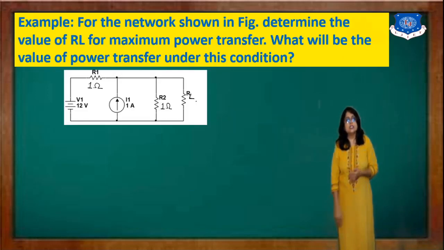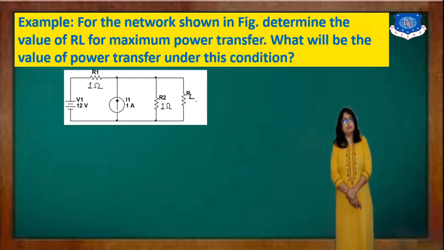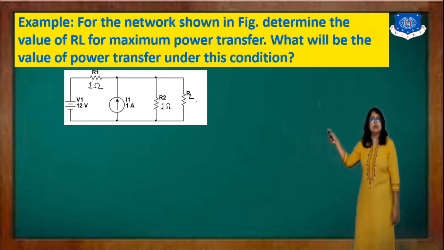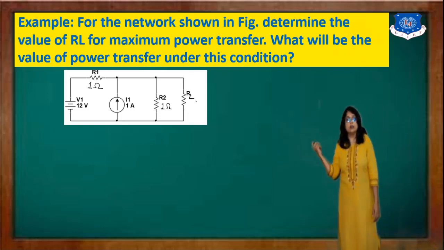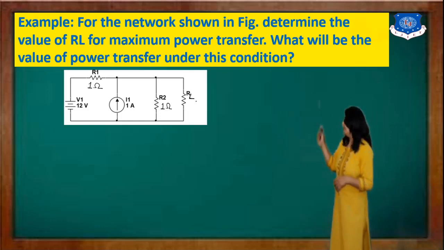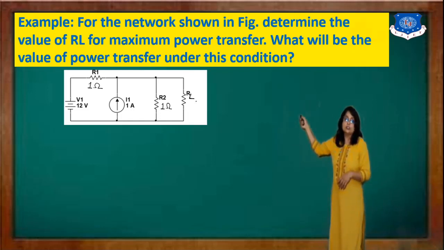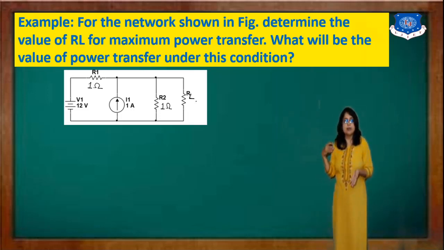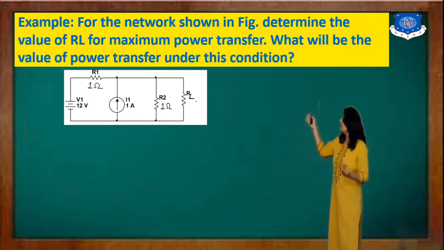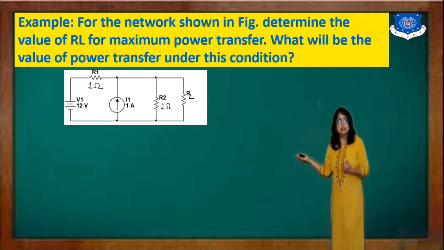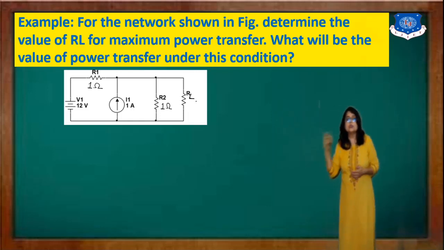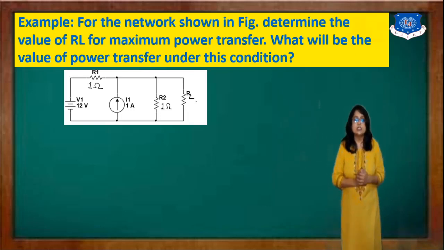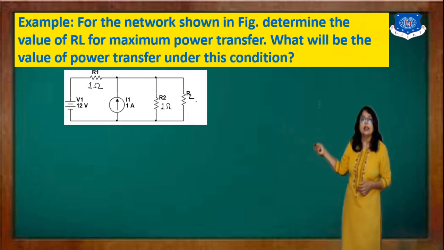Alright. Now next is for the network given in figure. Determine the value of RL for the maximum power transfer and what will be the value of power under this condition. See here, as I said in the example, your circuit may be like this. You have more than one source, some resistors connected in series and parallel. Here how can I say RS equal to RL? Here I have many resistors. So what I'll do? First I'm going to find the Thevenin equivalent circuit across the resistor RL.